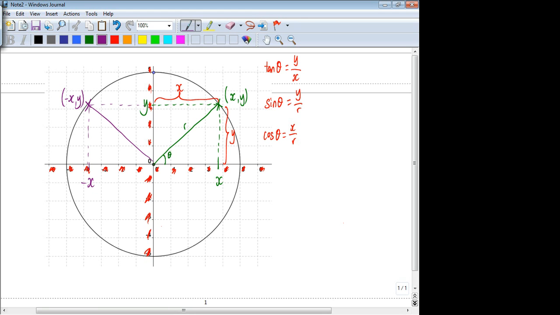What about the length of the purple line? 5, because the radius didn't change. So this is also 5. Oh, sorry, I mean it's R. Yeah, I confused this with my earlier example. Okay, so this is R. Okay, so far?